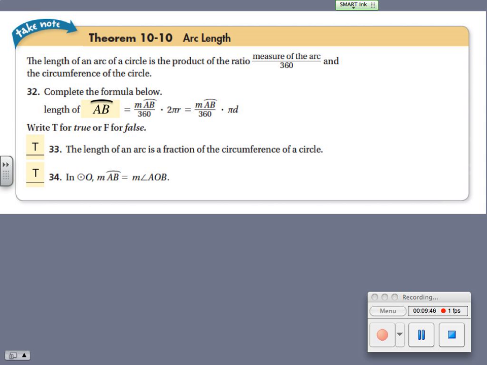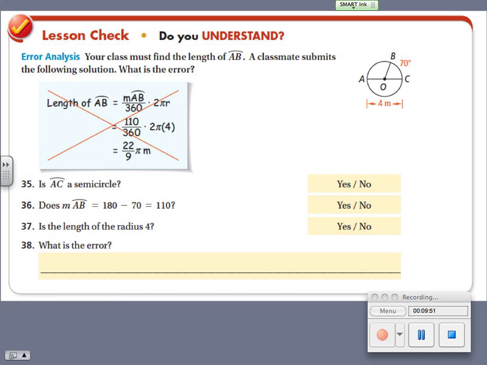All right, so your class must find the length of arc AB. A classmate submits the following solution. Length of arc AB equals the measure of arc AB divided by 360 times 2 pi r. 110 divided by 360. So we're looking at arc AB, and it would be 110 divided by 360 times 2 pi 4, and 22 divided by 9 pi meters.